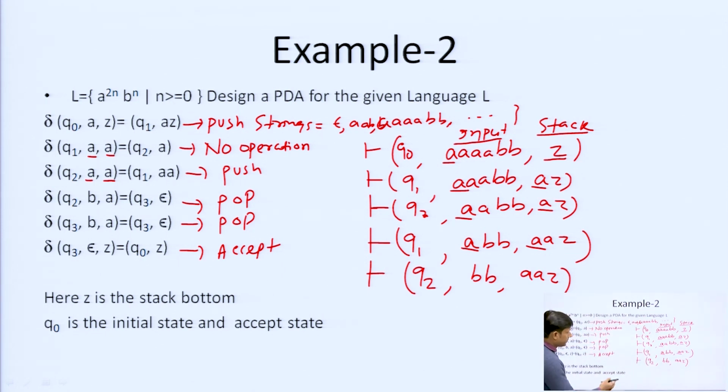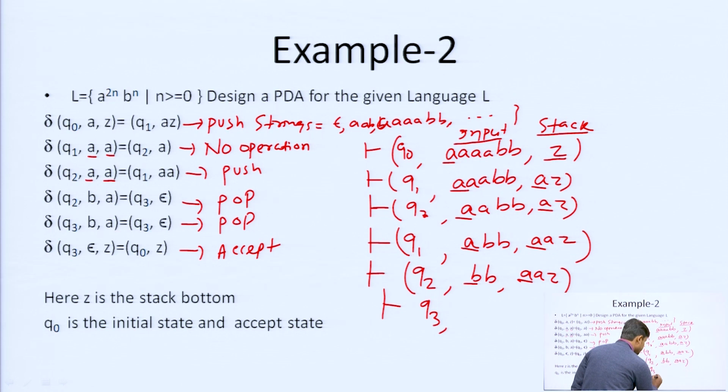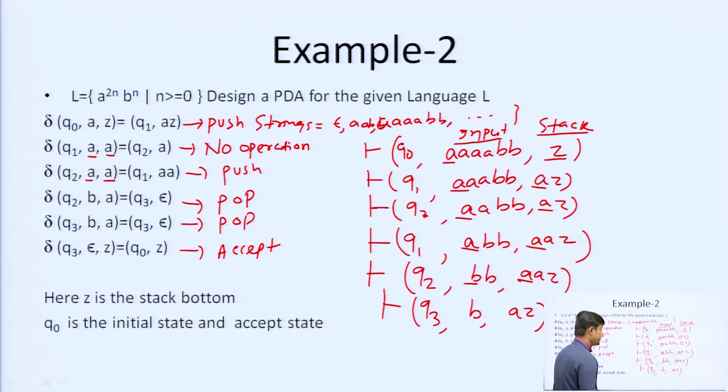Now, you see here in Q2, input is B, stack top is A. Where do you have to go? Go to Q3 and pop A from the stack. Q3, this is B, this is A, Z. You have to pop A from the stack.